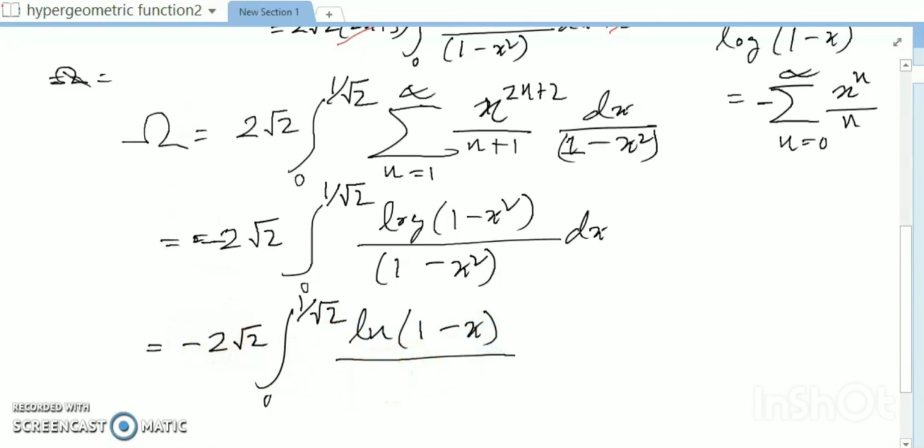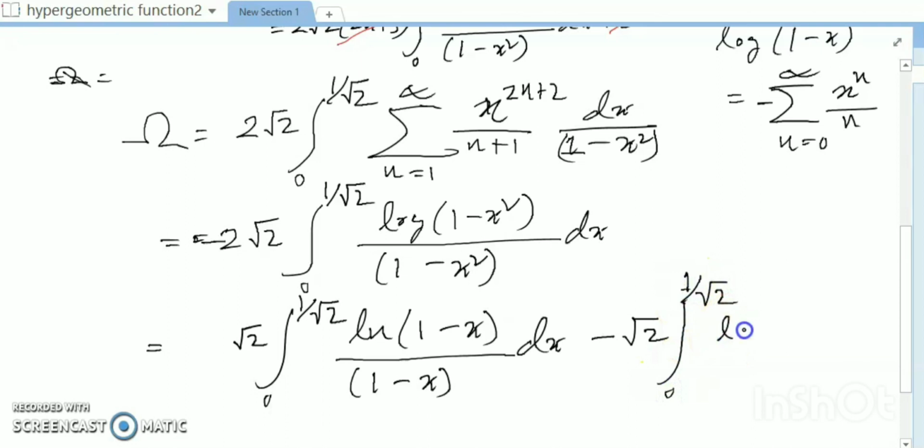Okay, and this portion will be cut. Very simple problem, friends. This is not so tough. So 1 minus x dx, minus root 2 from 0 to 1 by root 2, ln(1 plus x) divided by 1.